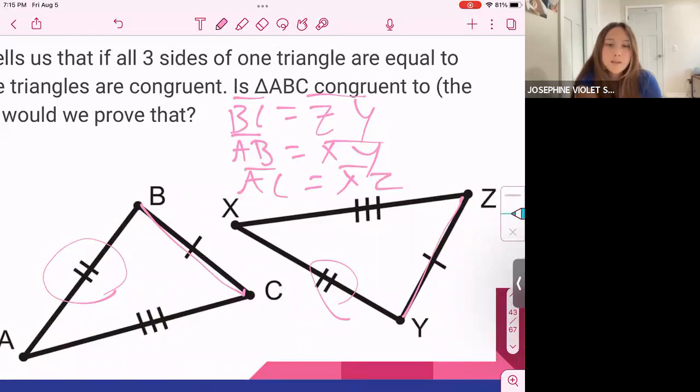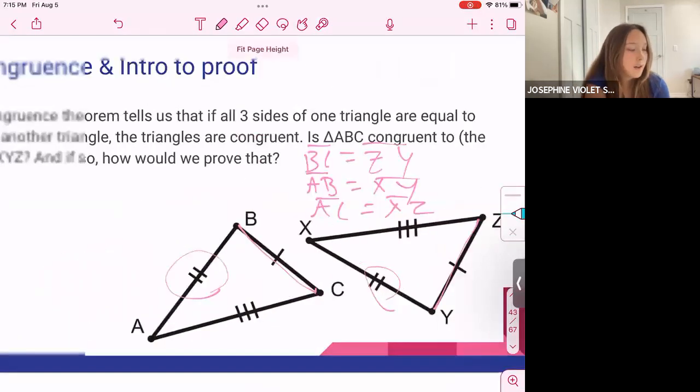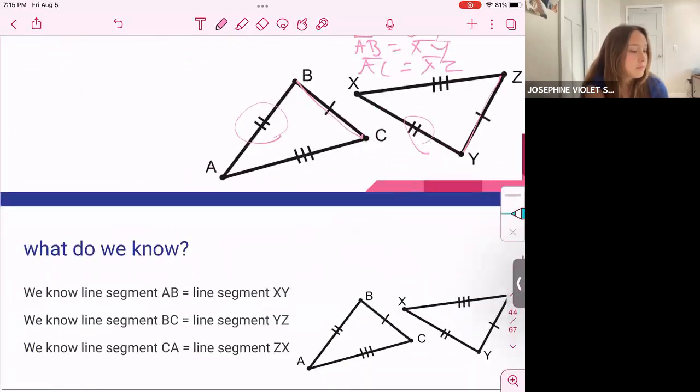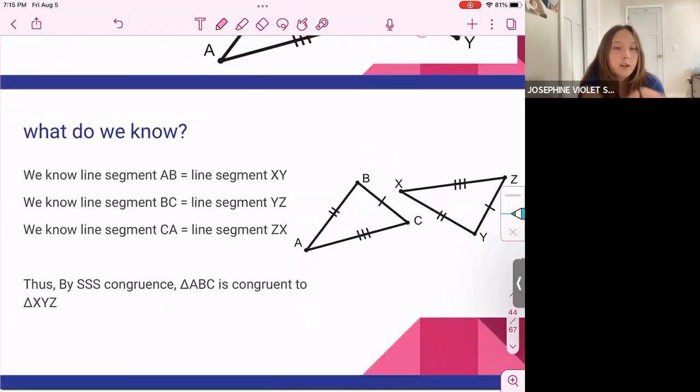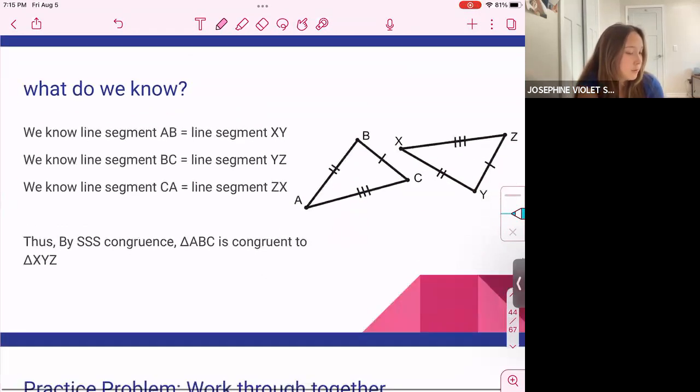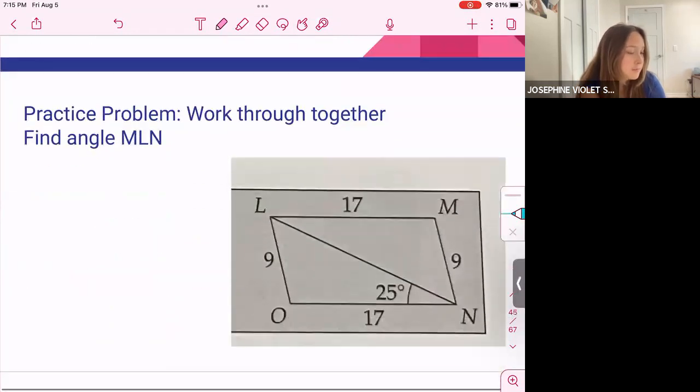So with these three things, now we can rely on our SSS congruence theorem to prove that these triangles are congruent. So I wrote it out here. We know that all the corresponding line segments are equal. Then by the SSS congruence method, we know that triangle ABC is congruent to triangle XYZ. So that was a pretty elementary proof, but it was the first proof we've done so far. So I think that's pretty cool.